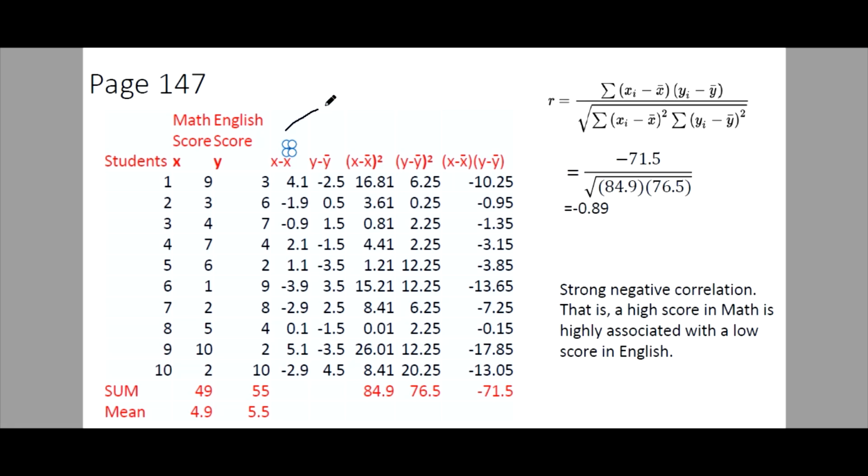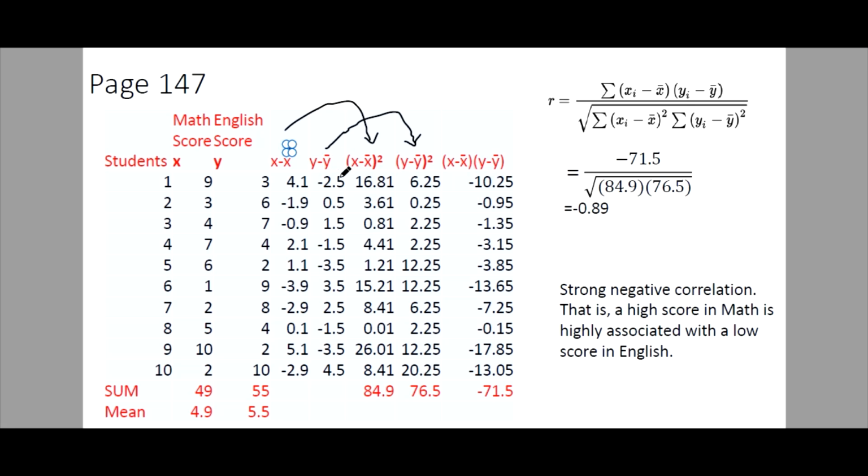On the next column, you just square this. So 4.1 squared, we have this. Negative 1.9 squared is 3.61. Negative 0.9 squared is 0.81, and so on. Next, for the square of this, we have this. So negative 2.5 squared is 6.25. 0.5 squared is 0.25. 1.5 squared is 2.25. So completing this column, we have this.